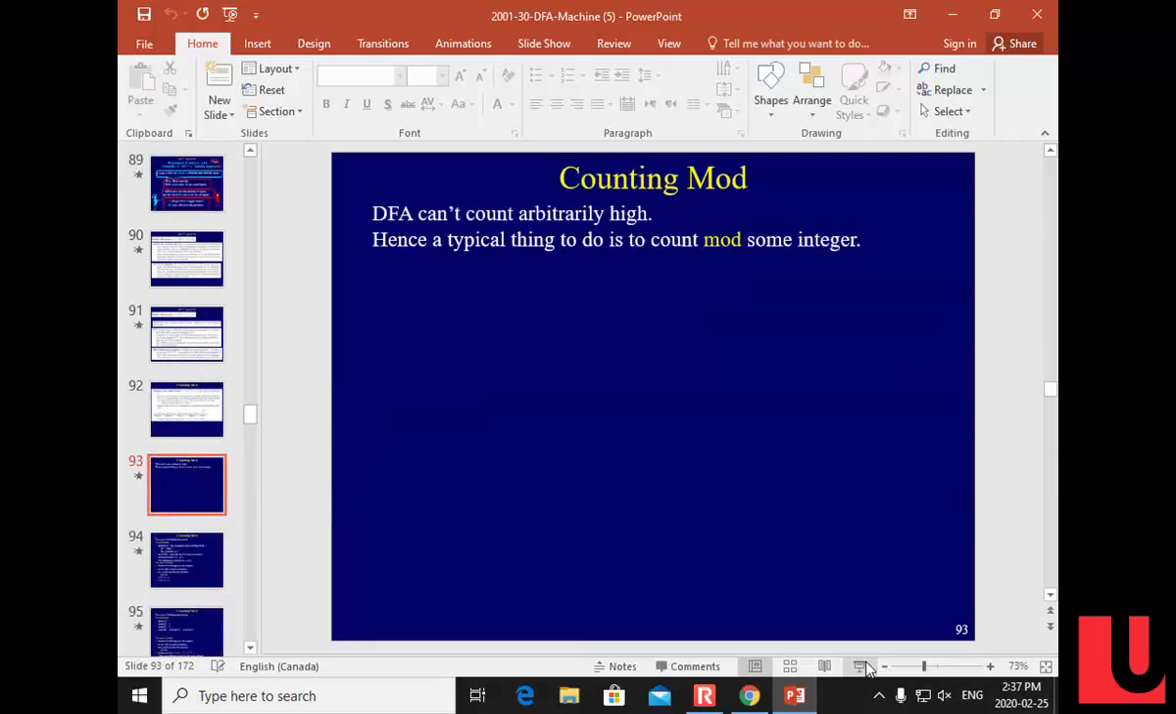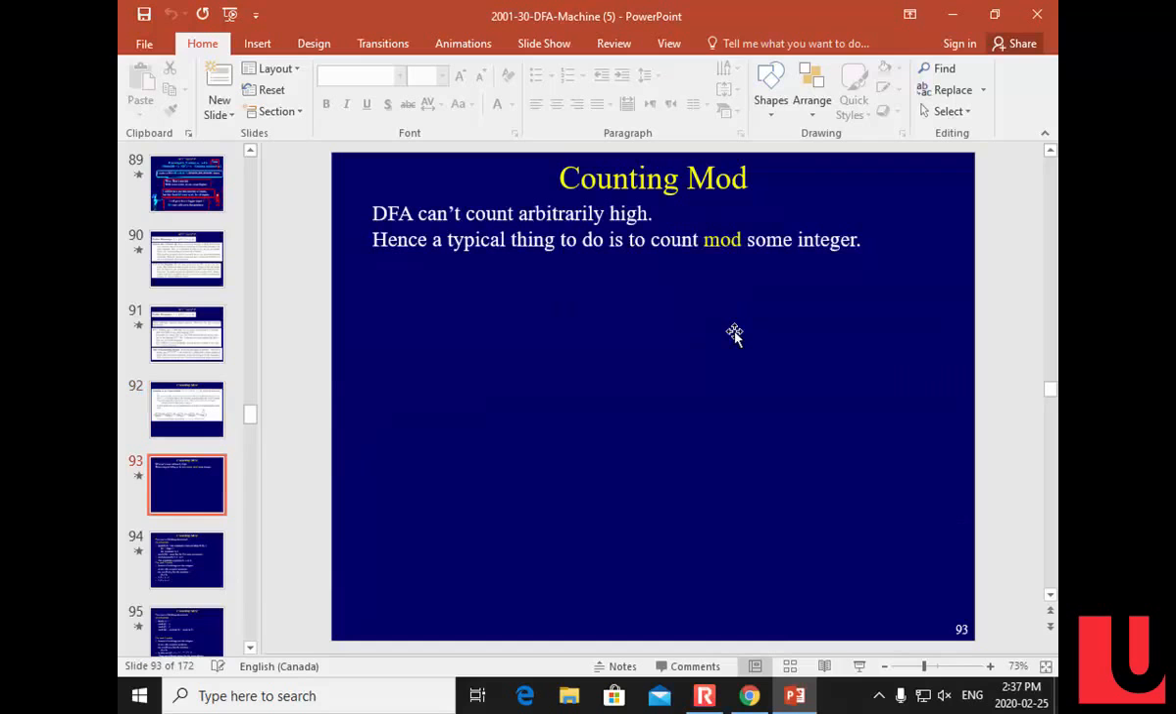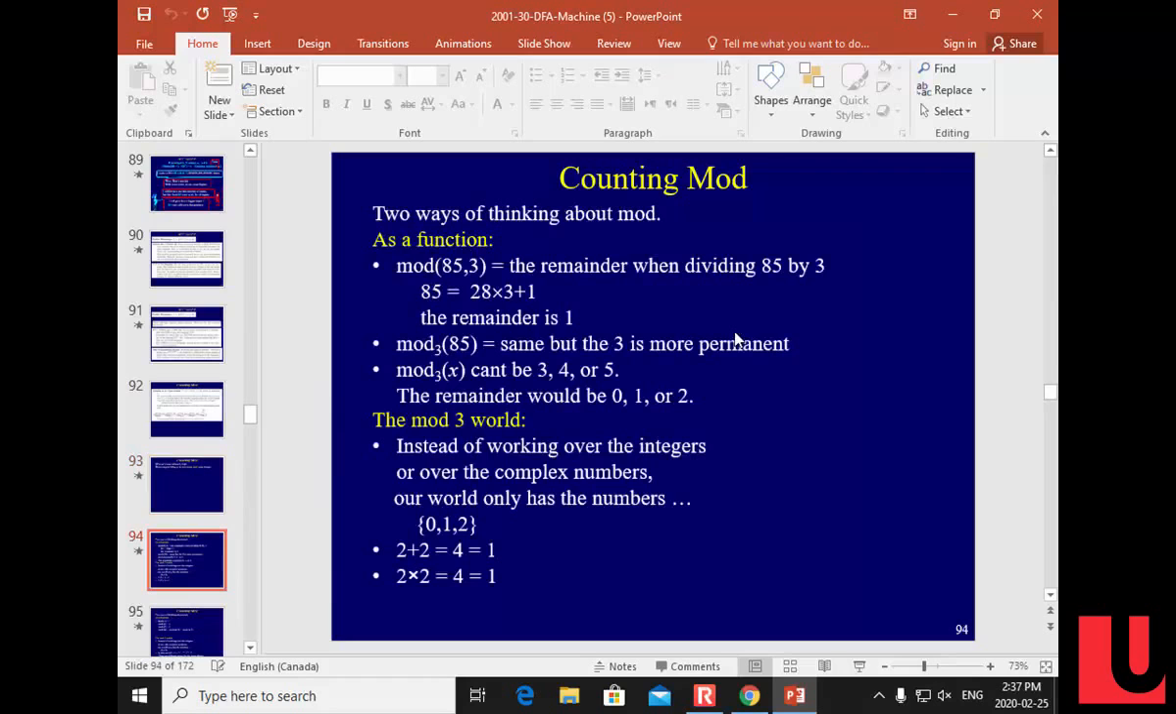Yeah? All right, but the purpose of this is I'm going to introduce you to the idea of counting mod something, mod an integer, right? You can't count arbitrarily high. So what we often do in computer science, this is a really useful thing, is usually we choose some prime number and we count mod that prime. Here, 3 happens to be a prime number.